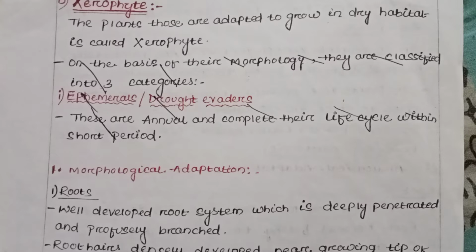The morphological adaptations of xerophytes are like roots. Here the root system is well developed and deeply penetrated into the soil, and some have profusely branched structures. Root hairs are also present at the growing tips of rootlets. Root caps are also present at the tip of the main root.